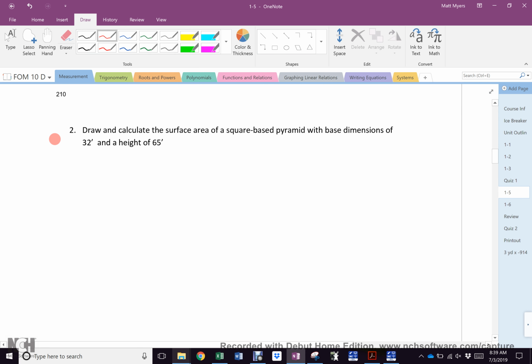To number 2. Draw and calculate the surface area of a square-based pyramid. If it's got a square base, then what shape does our pyramid start with? A square. So if I were to draw it, I draw it this way, because we're going to pretend that it's 3D, right? How long is this side? 32. Which means how long is this side automatically? Square base, 32. Everybody cool? Everyone agree? Okay. And then it's going to go up.